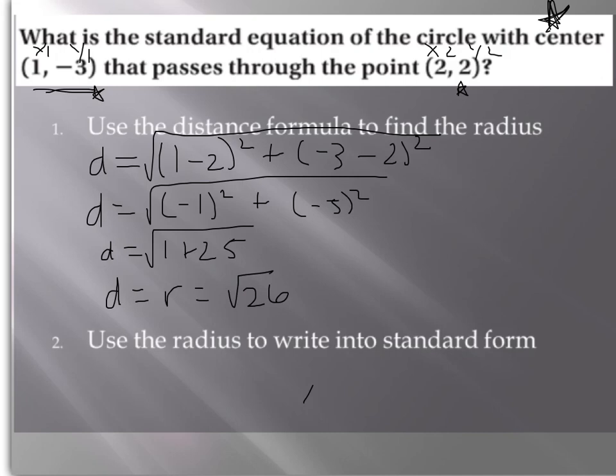And then right into standard form, just like the previous slide. Since I already have my center, that's what I use. So it's going to be x minus 1 squared plus y plus 3 squared. Again, because it's a negative 3, that's why it's a positive in my equation. It's equal to 26, because if I were to square my radius, those two cancel each other out.